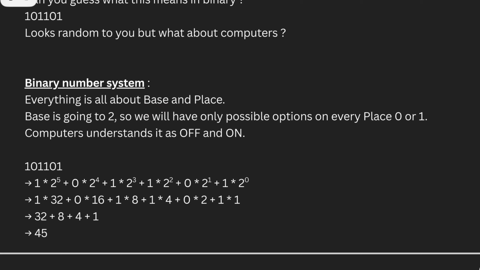The base for the binary number system is going to be 2. So at any single location it will have 0 and 1 value only. Now we are going to build the entire system of binary numbers.